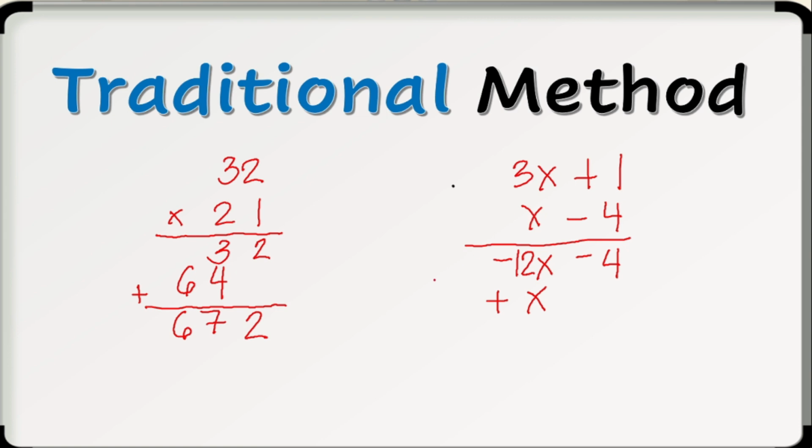Let's continue. X times 3x is 3x squared. And lastly, we will add them. Bring down negative 4. Negative 12x plus x is negative 11x. Then, copy 3x squared. Therefore, our answer is 3x squared minus 11x minus 4.